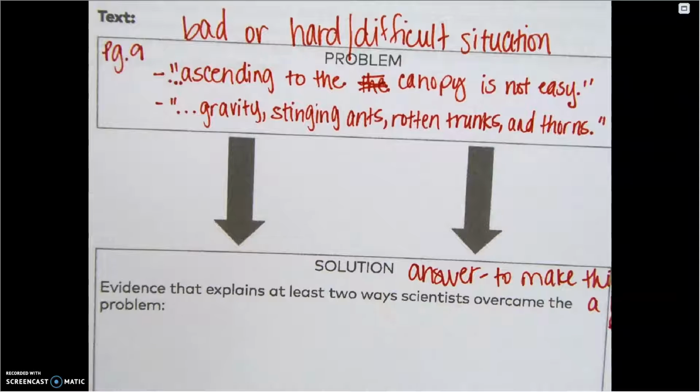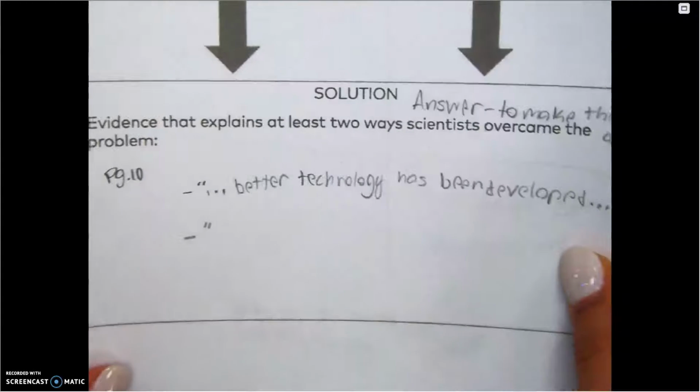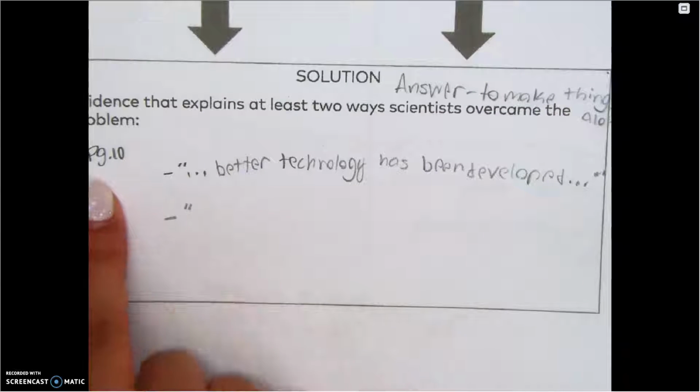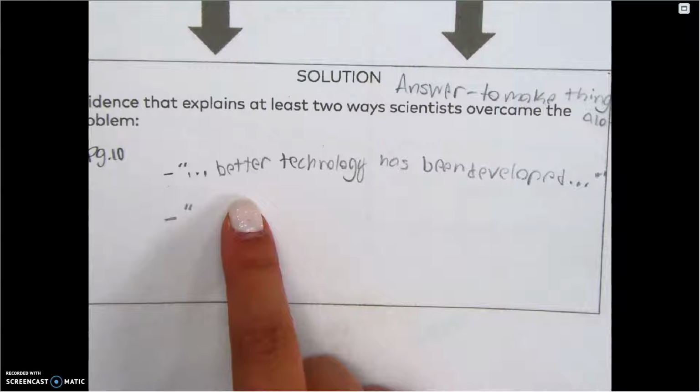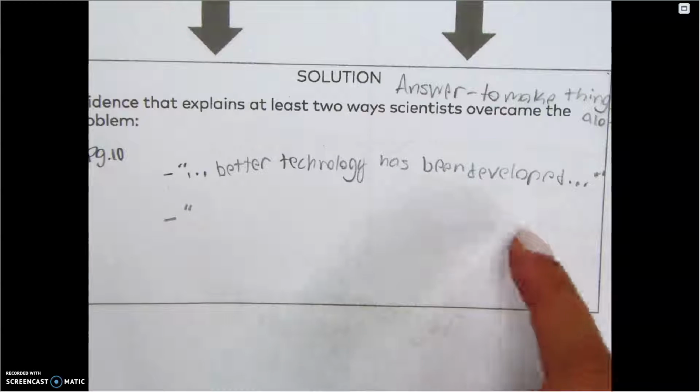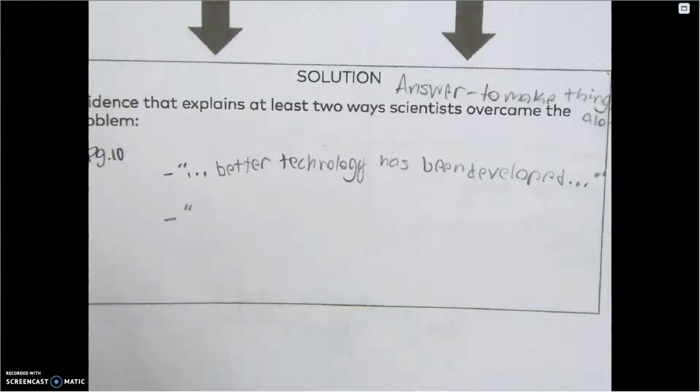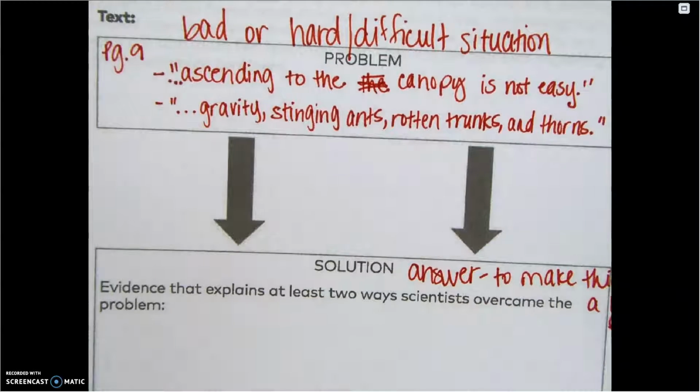So here's something that Jada had identified. Very first thing she wrote was just the page number that she's getting it from. And then she quoted, better technology has been developed. Does technology make things easier for us? Yes. Absolutely. Cordarius said he's got the same thing. So if you notice, she had put quotation marks around it, and then she told me the specific page she found that on.